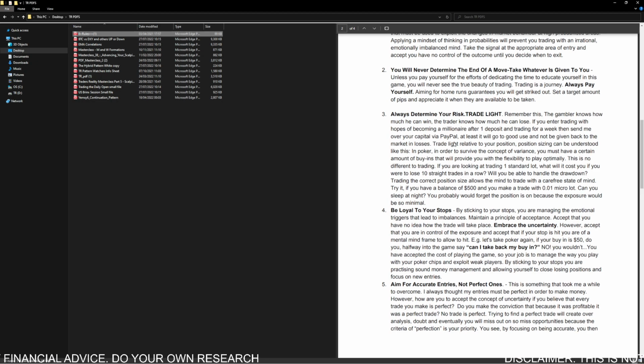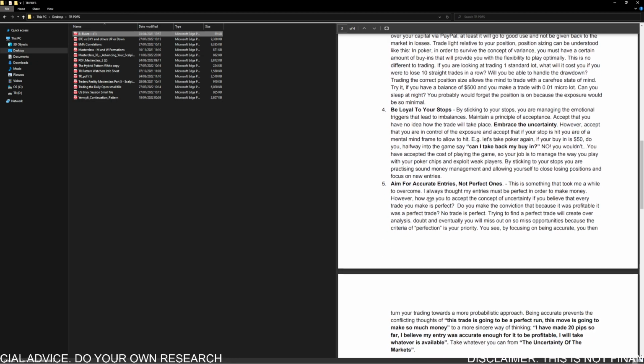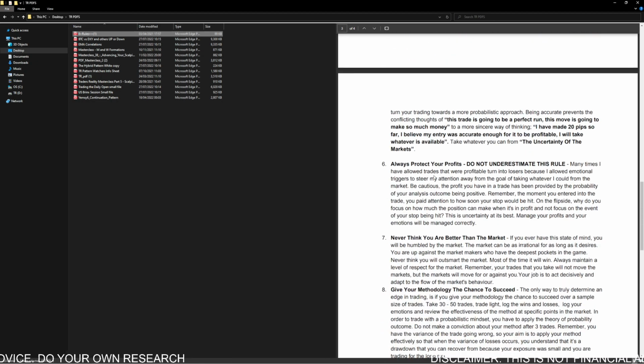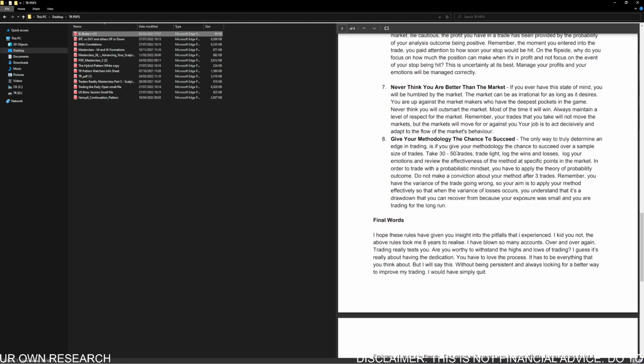Always determine your risk. Trade light. Be loyal to your stops. Aim for accurate entries, not perfect ones. Always protect your profits. Do not underestimate this rule. Give your methodology a chance to succeed.